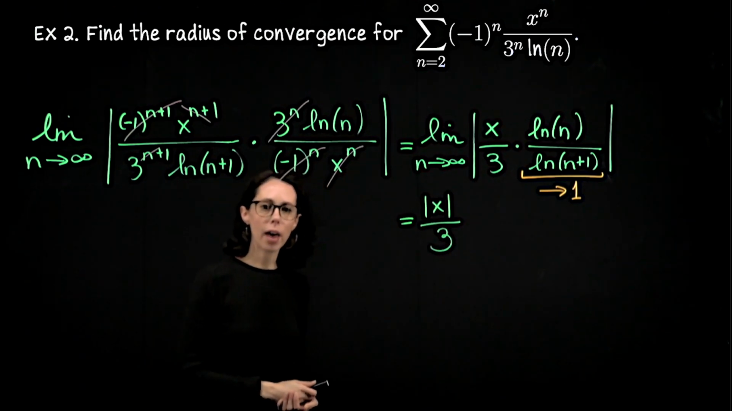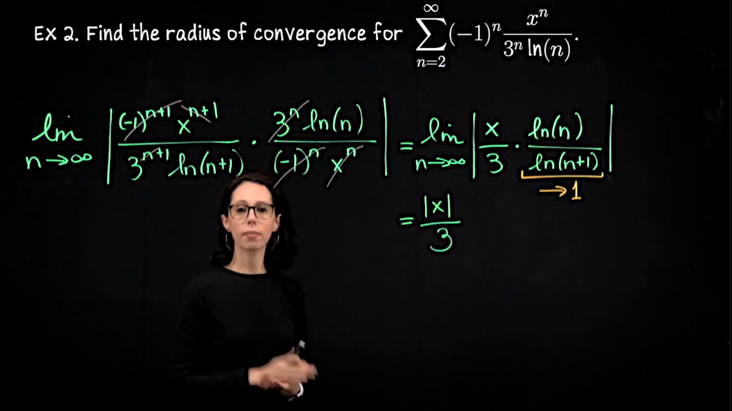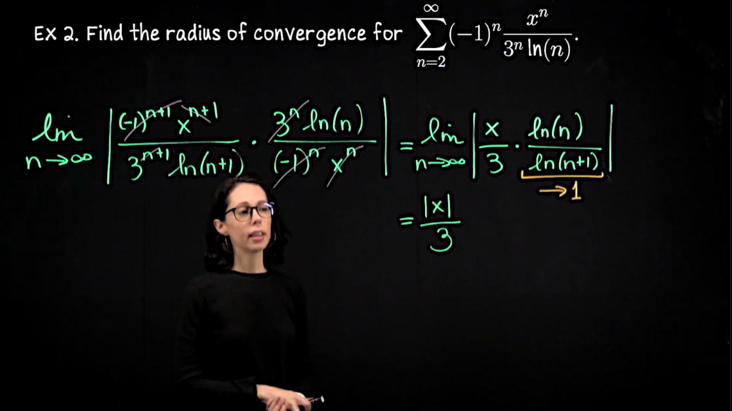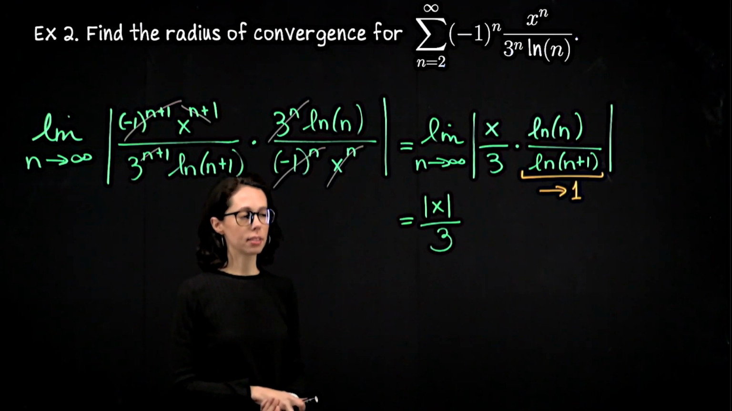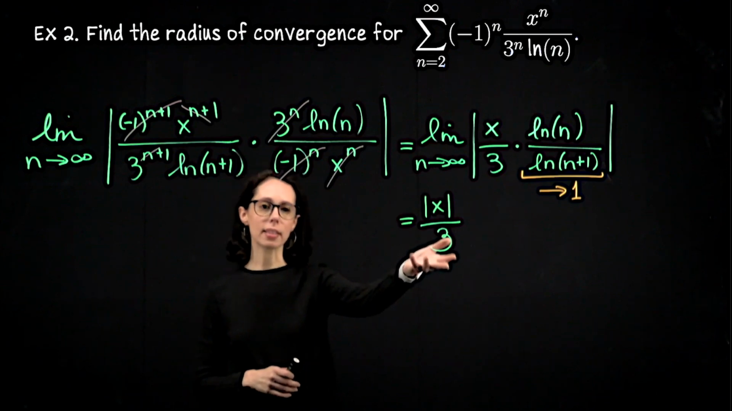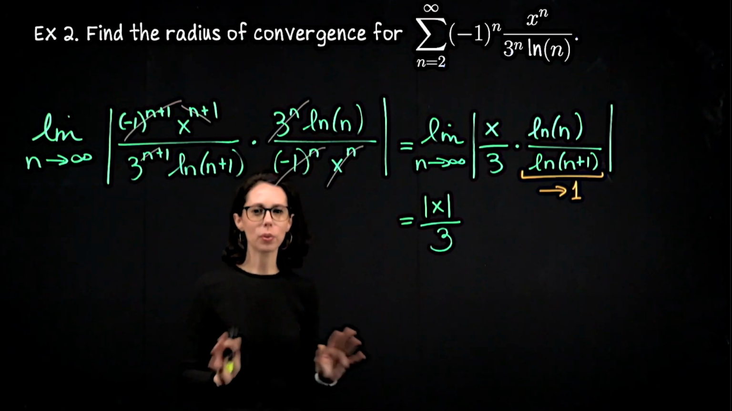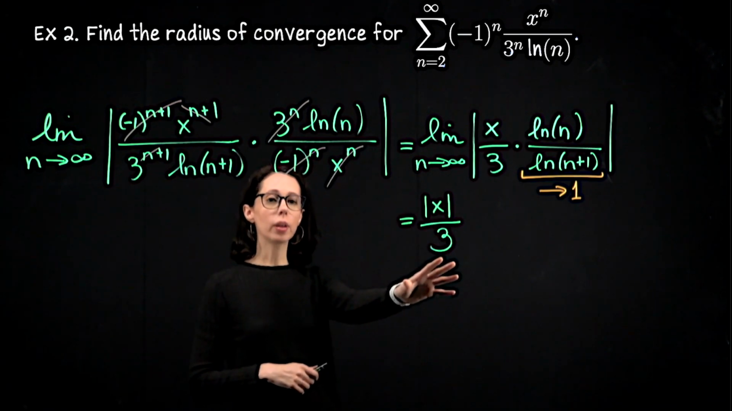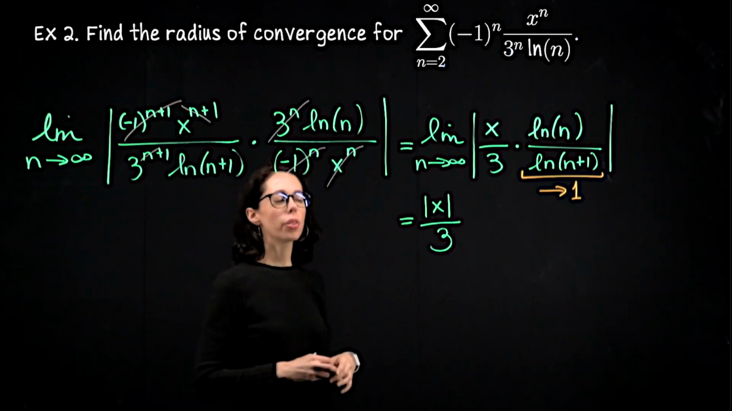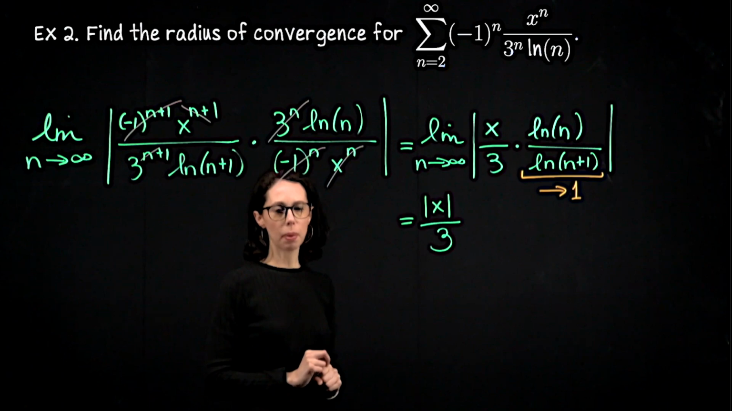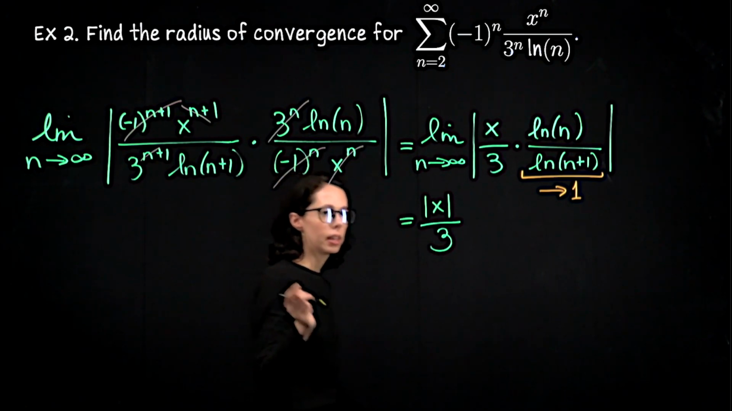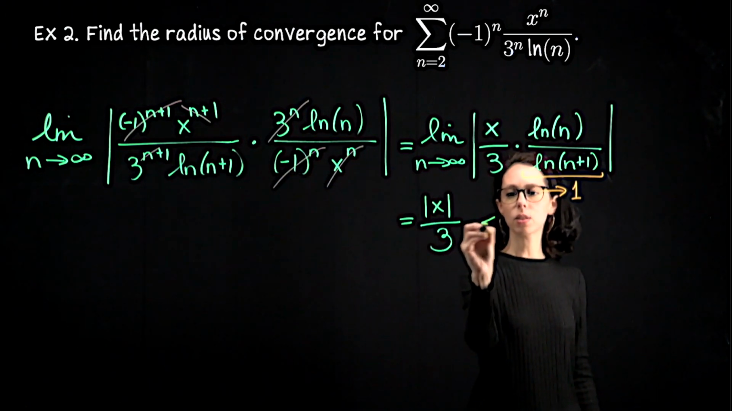Okay, so absolute value of x over 3 is the result of the ratio test. In order to have convergence, we want this to be less than 1. If it equaled 1, that's the inconclusive case that you would test the endpoints for. If it's greater than 1, we have divergence. So the radius of convergence for this power series is determined by taking this result and setting it less than 1.